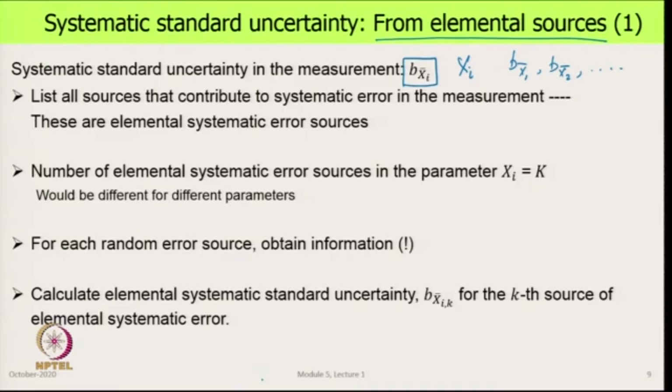So, first we list all sources that contribute to systematic error in a measurement. These are the elemental systematic error sources, that is what we have. So, we have made a list 1, 2, 3, 4, as many as we can think of. Again, who makes it? The experimenter.